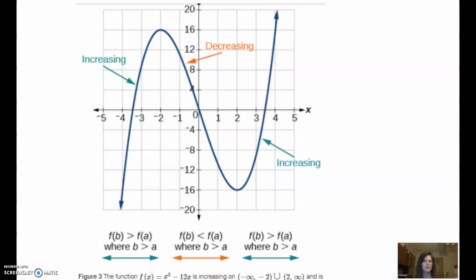In this video, we want to talk about describing graphs and their behavior. So we're going to be talking about things like increasing, decreasing, constant, maximums, and minimums. So here we have a nice little graph.